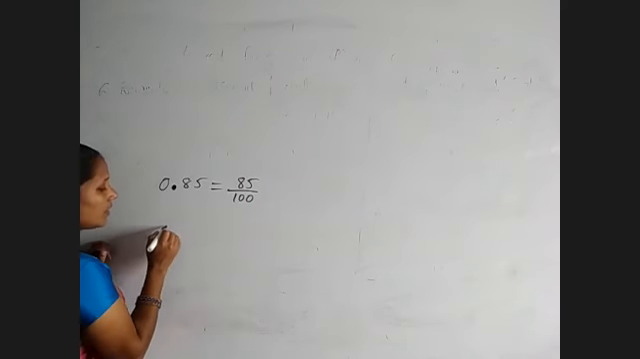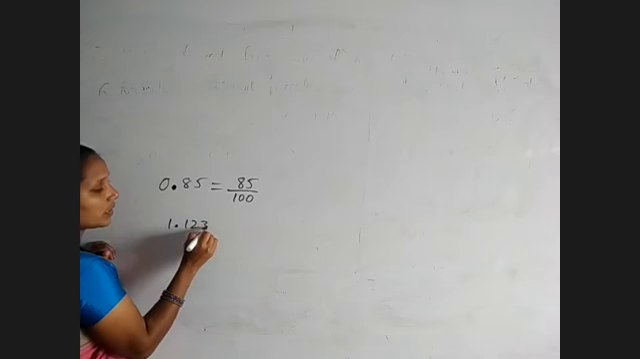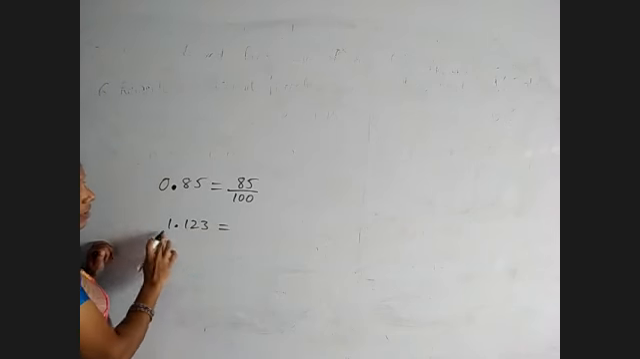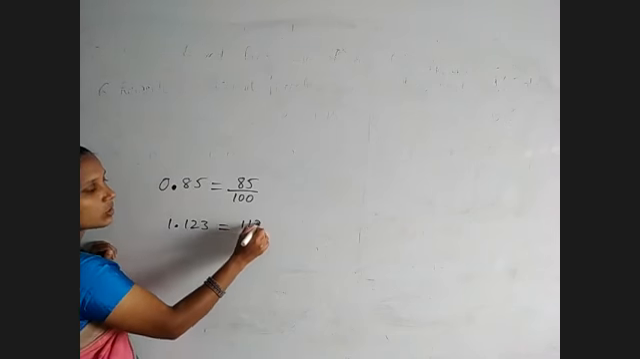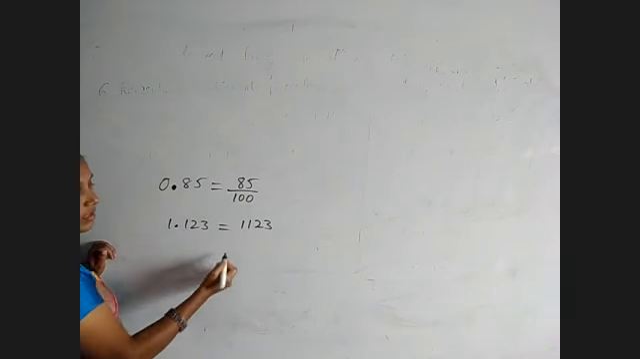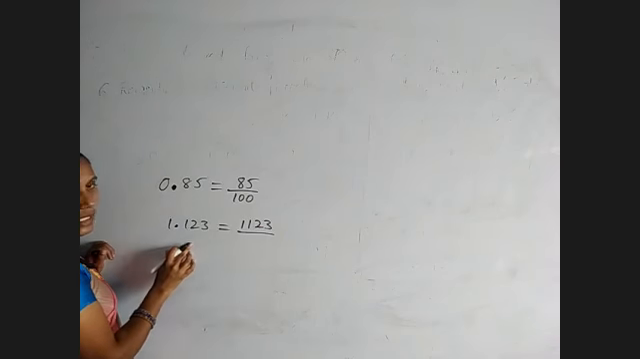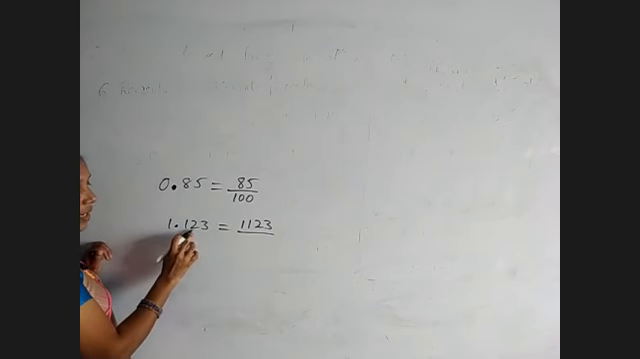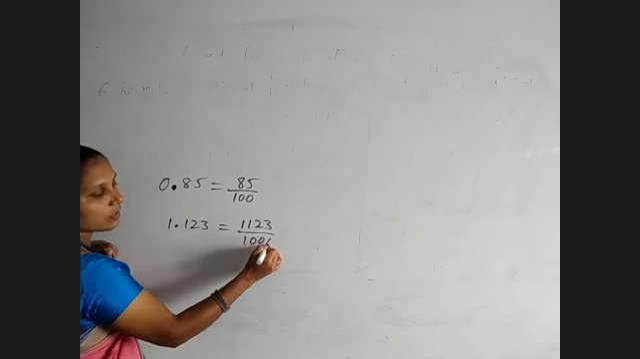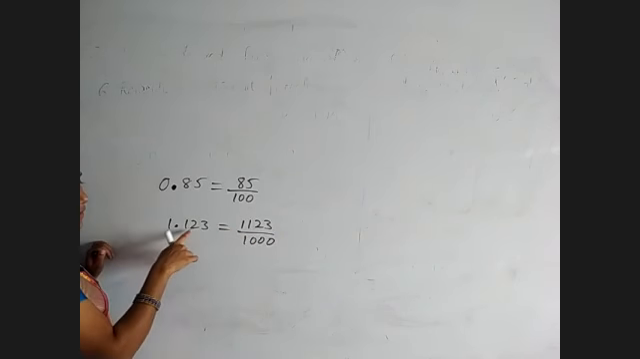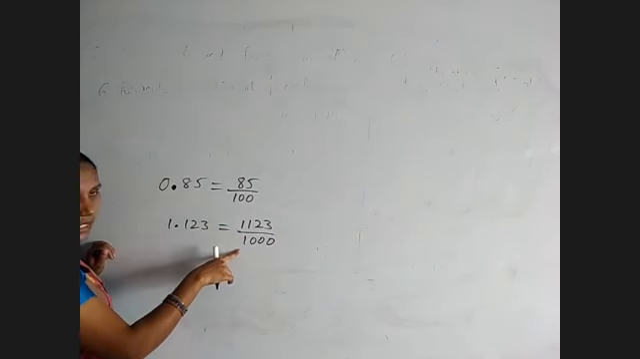Or suppose I have 1.123. In this case, first write the digits 1, 1, 2, 3 in the numerator, divided by, count in the decimal portion how many digits are there, 1, 2, 3. That is 1000, means this number's equivalent value is 1123 by 1000.